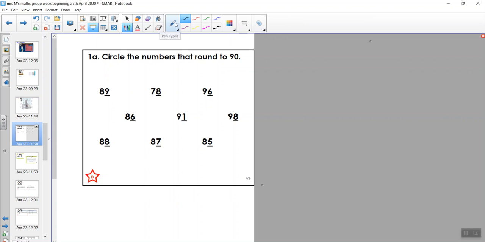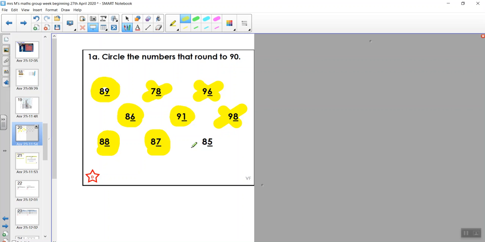Okay, so which of these rounds to 90? Let's have a look. 89 rounds up to 90. No, not 78. 96 would round up to 100. 86 would round up to 90. 91 would round to 90. 98 would round to 100. 88 would round to 90. 87 would round to 90. And 85 would also round to 90. Well done if you got them.